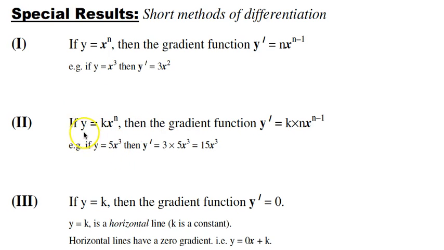Our second result, if y equals k times x to the n, then the gradient function y dash, or dy dx, is k times the derivative of x to the power of n, which is bring the n to the front, write the x out, drop the power by 1, n minus 1. And here's an example. If y equals 5x cubed, then y dash is, we keep the 5 there. I like to write the 5 first, but it doesn't matter.